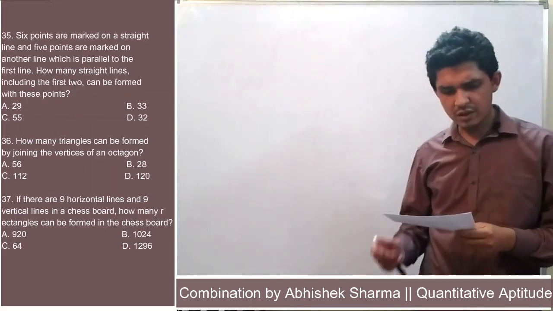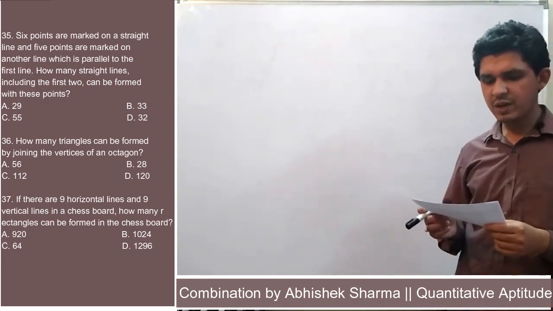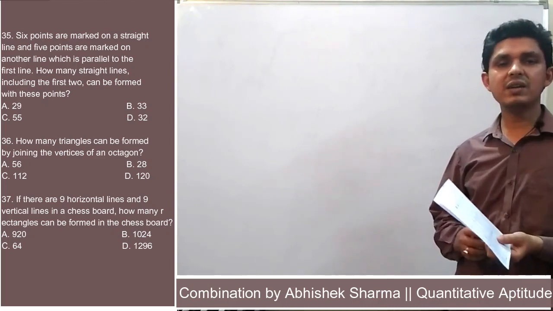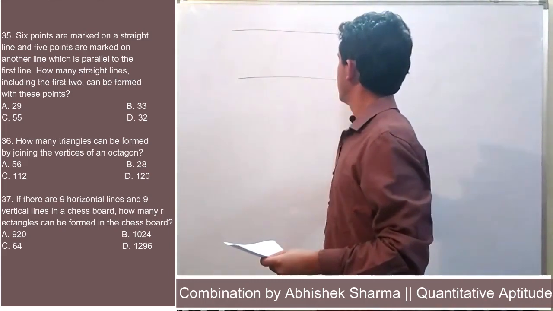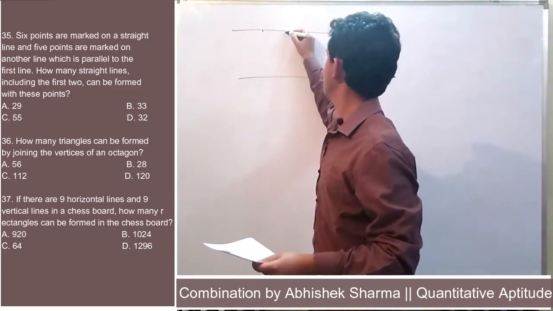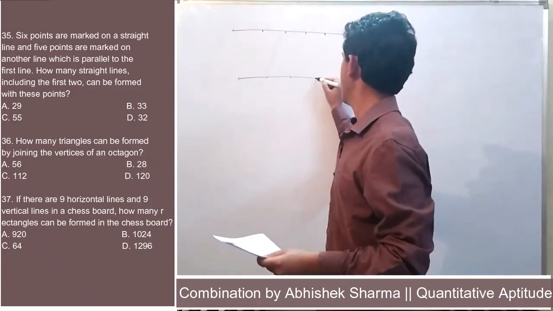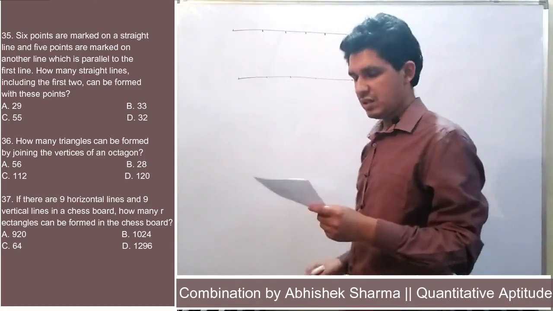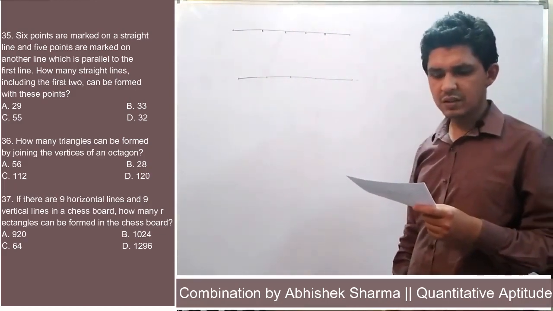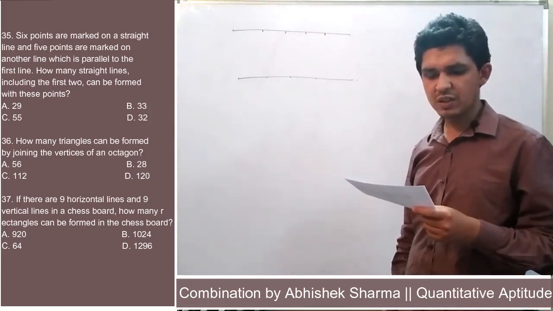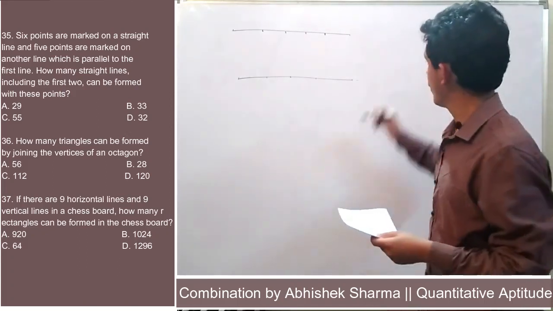The question is, 6 points are marked on a straight line and 5 points are marked on another line parallel to the first line. So in this question there are 2 lines given. 6 points are marked on one line and 5 points are marked on the other line. Thereafter, how many straight lines including the first 2 lines can be formed with these points? So we can have a look.